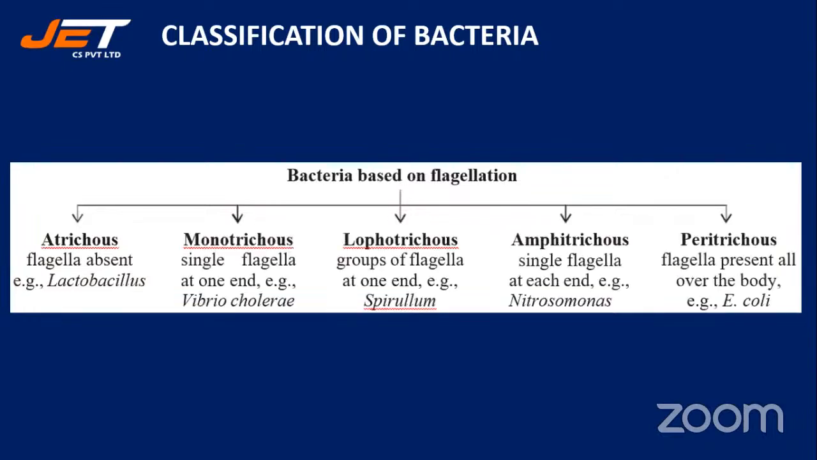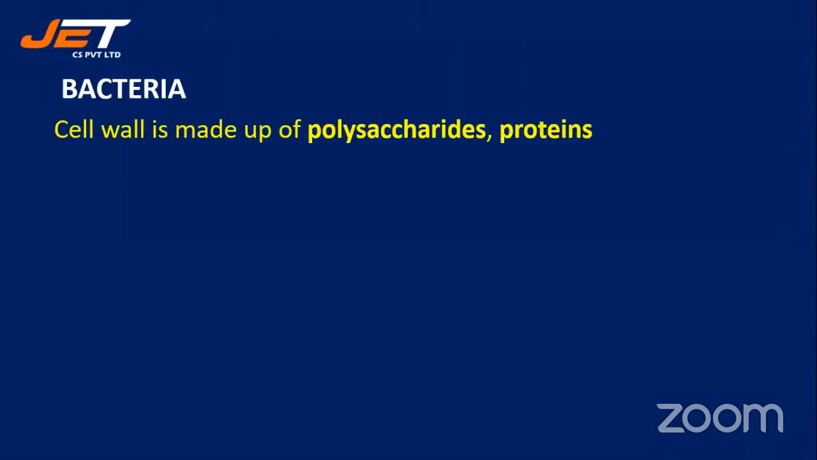Then we learned about the different types of bacteria on the basis of their flagella. Flagella is something that helps in their locomotion, like atrichous, monotrichous, lophotrichous, amphitrichous, peritrichous, and so on. So atrichous has no flagella. Monotrichous has a single flagellum at one end. Lophotrichous has a group of flagella at one end. Amphitrichous has flagella at both ends, and peritrichous has flagella all over the body. So this is something we have already discussed in the last class.